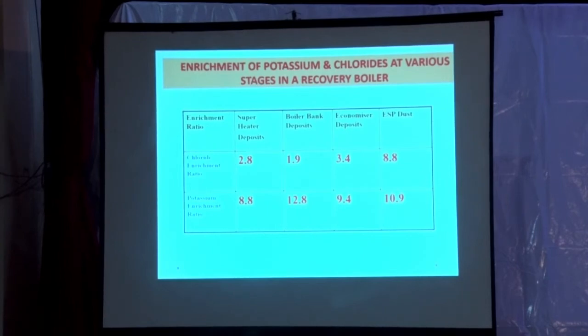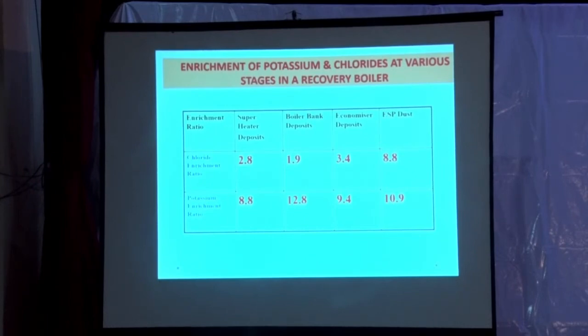We all know that it is getting collected at the ESP, but how much? Unless you know the enrichment factor, how can you benchmark how much ESP dust I have to purge? If I know that 10 times is my figure in the ESP, enrichment, mind you, not the NaCl percent, enrichment factor, and if I purge 1/3 or 1/5, which I can correlate with the chloride coming from my raw material, just to balance these two and stop the buildup. So benchmarking the purging, benchmarking any methodology to remove chloride, has to be fixed.